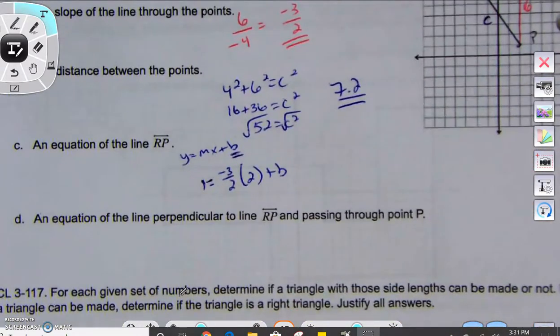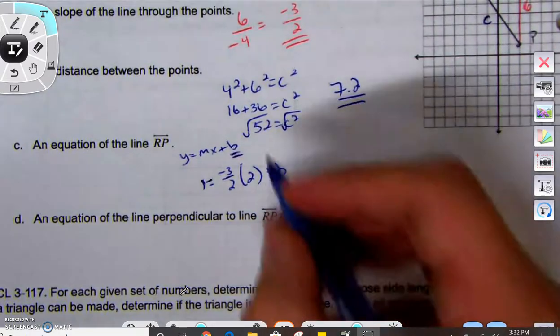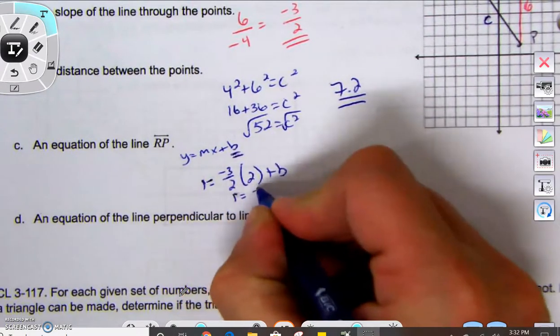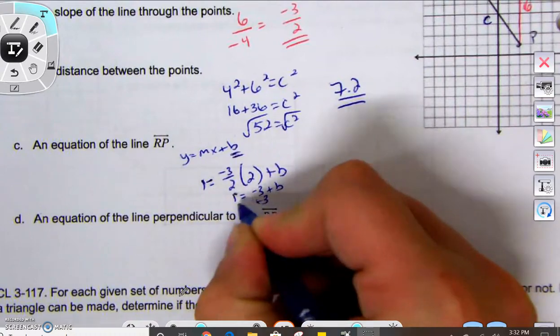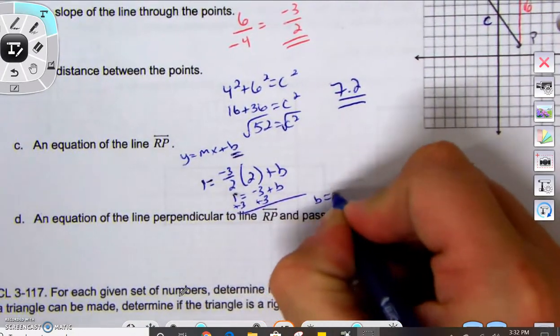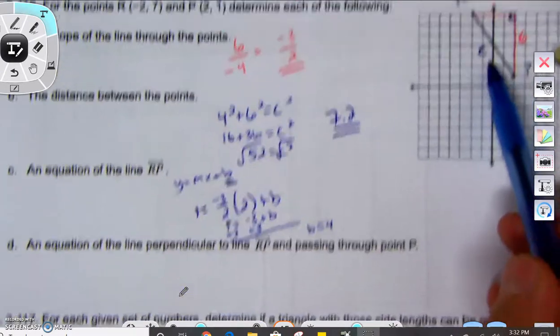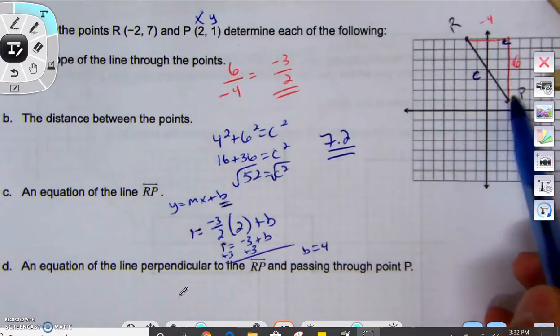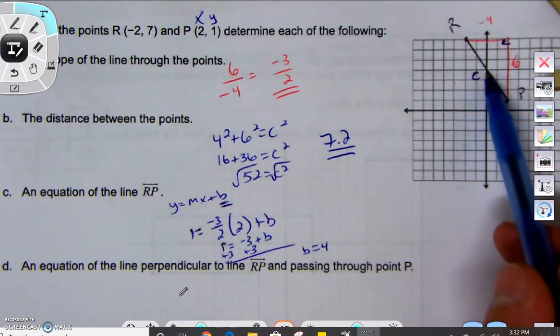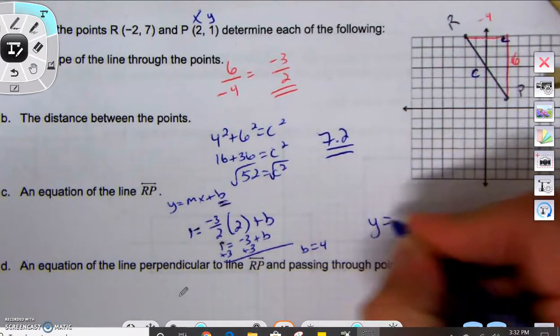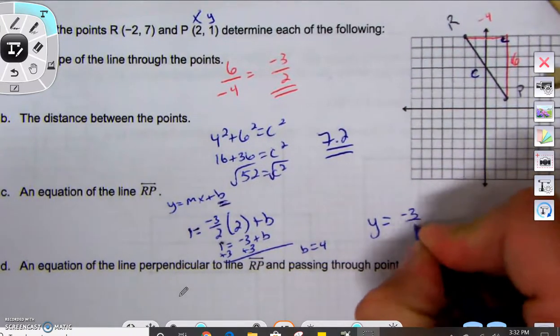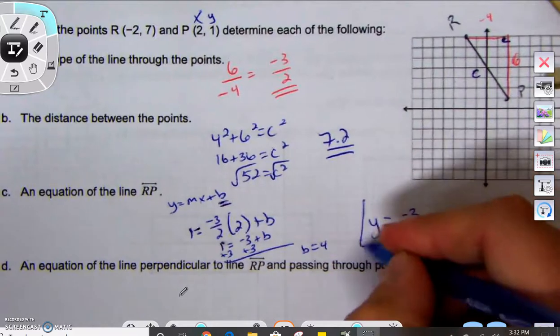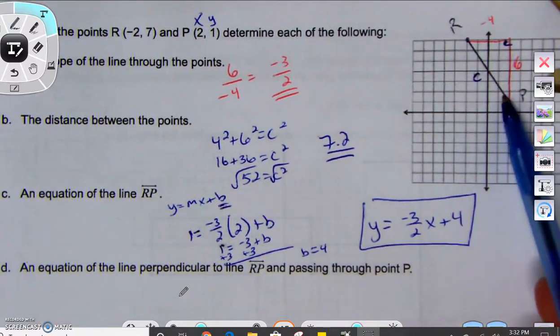So if I go ahead and solve that, negative 3 over 2 times 2 just gives me negative 3. So I have 1 equals negative 3 plus b, plus 3, plus 3. b is equal to 4. We can definitely see on that line, that's definitely where it passes. Up 3, left 2. We definitely know that that would be it. So write our equation: y equals negative 3 halves x plus 4. So that's going to be the equation of that line up there.